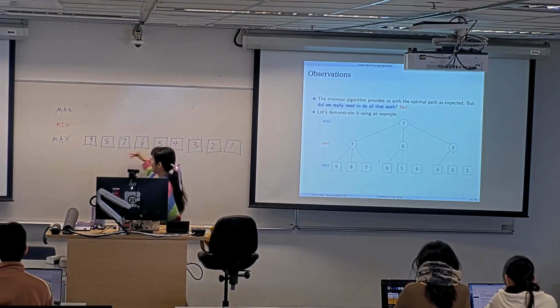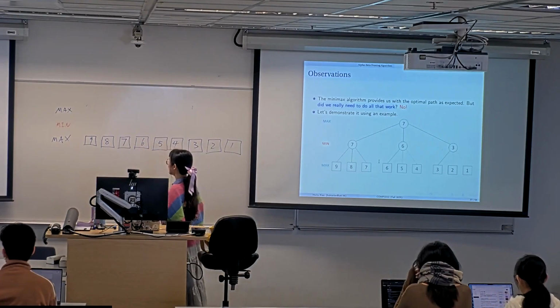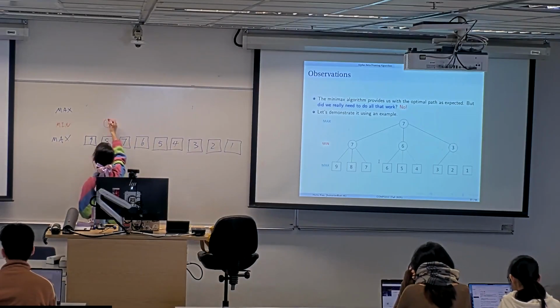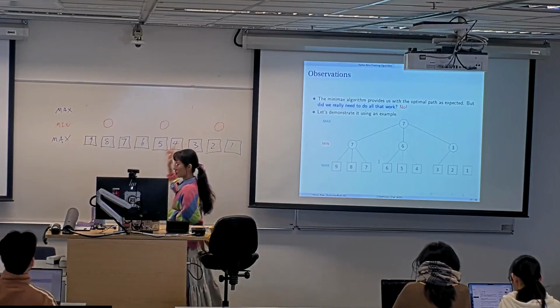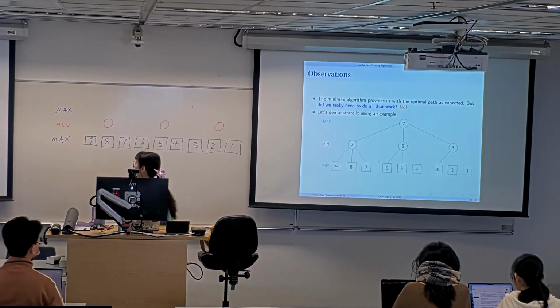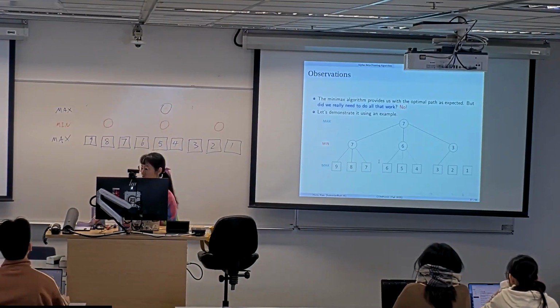In total we have 9 terminal states, so they will be acting as the leaf nodes in this game tree. And then in this layer, we have 3 nodes. They are all min nodes, and the root node is a max node. So this is our game tree.